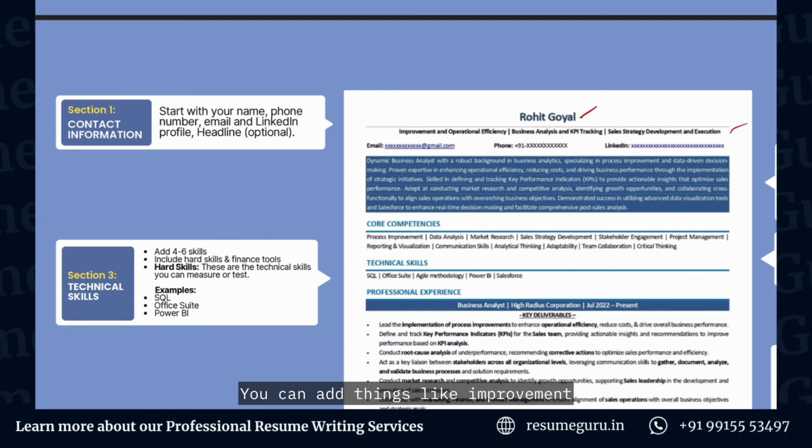In the title, you can add things like improvement and operational efficiency, business analysis, KPI tracking, things like that to immediately catch the attention of the recruiter. And then you give contact information such as email, phone, and your LinkedIn details. You can add a LinkedIn URL here.